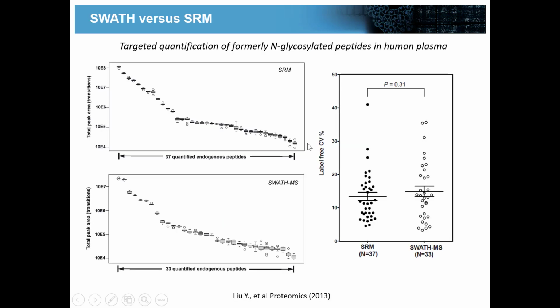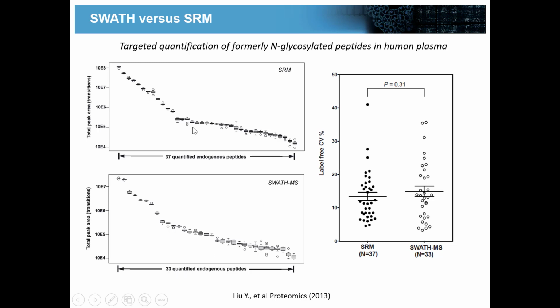We can also make more direct comparisons with SRM experiments. So this is another measurement of about 40 or so formerly N-glycosylated peptides in plasma. So these were glycoproteins purified from plasma. And this is the SRM measurement, and this is basically the same data measured in SWATH mode. And you can see that they're very much the same, but the detail here is that we could quantify 37 of these peptides in SRM mode and only 33 in SWATH mode.